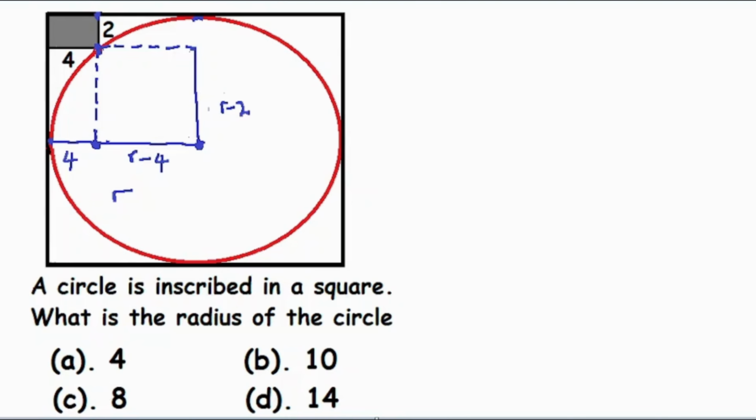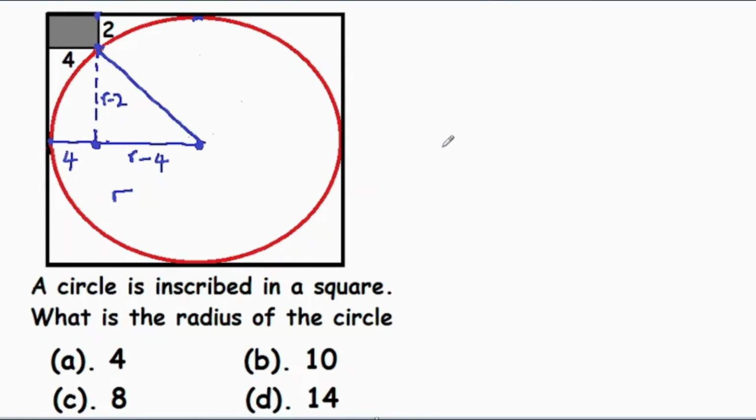Now, this is what we need. If from here to here is r negative 2, similarly, from here to here is also going to be r negative 2. So I'll put r negative 2 here. Then I will have to do some cleaning. So the next thing I'm going to do now is to join this point to this point.